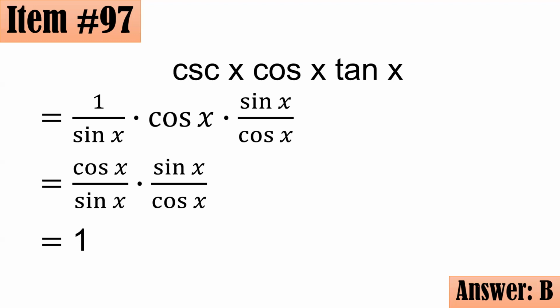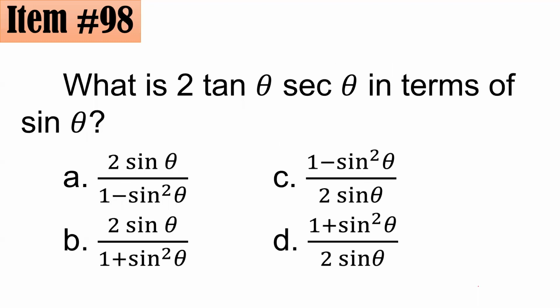98. What is 2 tangent theta secant theta in terms of sine theta? Did you go for A, 2 sine theta all over 1 minus 2 sine squared theta? B, 2 sine theta all over 1 plus sine squared theta? How about C or D? Grabe kayo, consistent na. Letter A yung sagot ninyo. Actually, let's see kung tama po kayo.